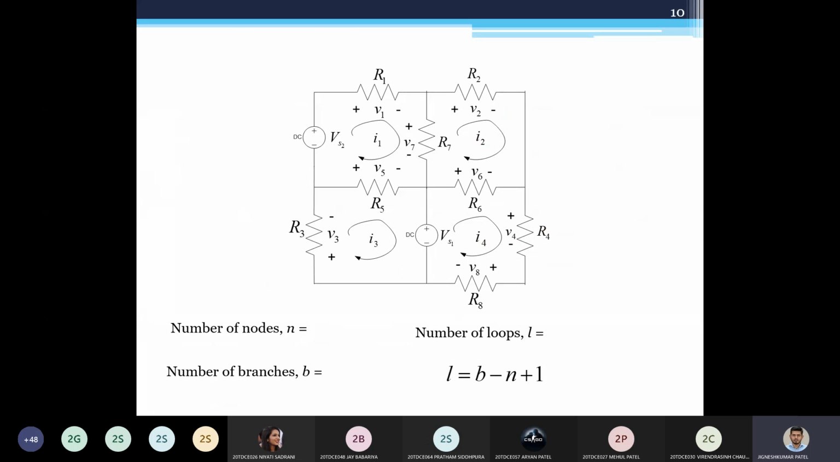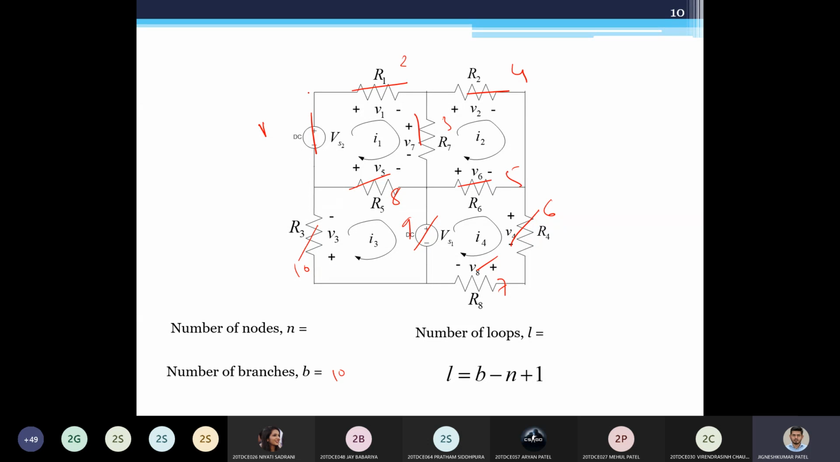And this equation can help you find out the number of meshes available in the circuit. So L is the number of meshes, B is the number of branches, and N is the number of nodes. How to find out the number of branches? Whenever you see an element like this, you will consider this as a branch. So this is my first branch, this is my second branch, third branch, fourth branch, fifth, this is sixth, seventh, 8th, 9th, and 10th. So I'll have 10 branches over here.